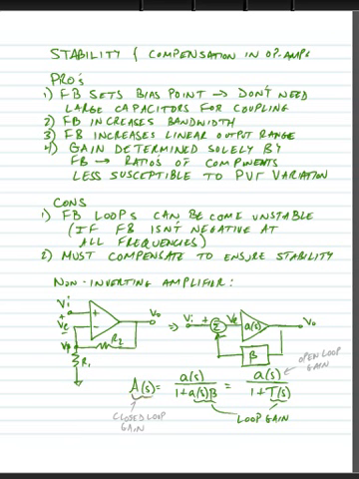So A of S is our closed loop gain. Little a of S is our open loop gain. And T of S is our loop gain. In the next part of the lesson, we'll learn how the system can become unstable.